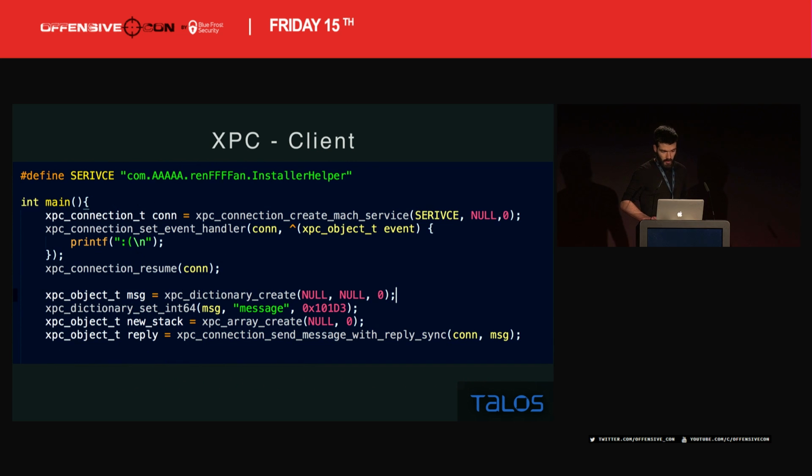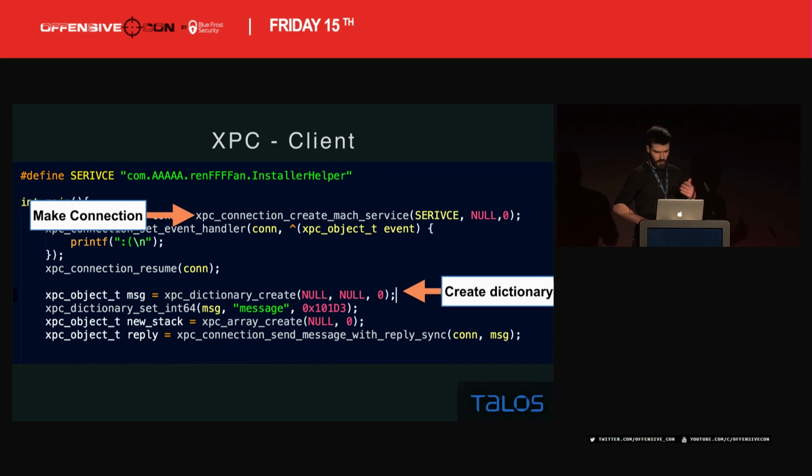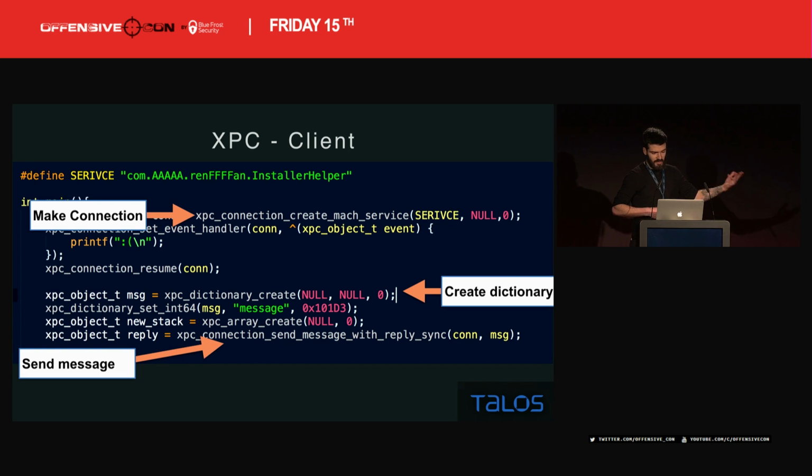Okay, and so here's a quick XPC client. We make a connection. We create a dictionary. Notice right below the dictionary, we have set int 64 with a key value pair. Remember, strongly typed dictionaries. Strong values, and then we send a message across, and it sends back a reply as well.